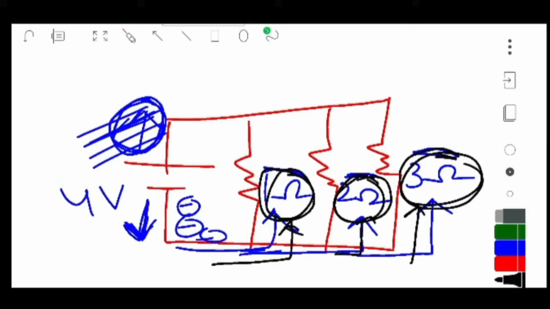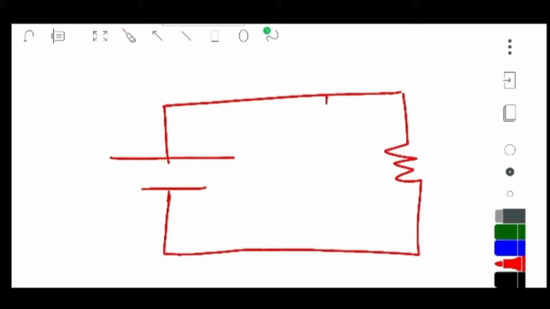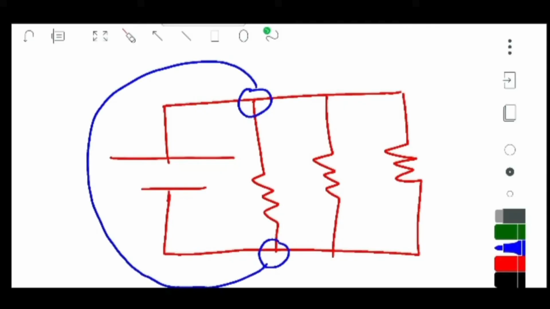Before understanding why the voltage is the same, first of all let's understand what voltage is. Voltage is basically potential difference. Now what is potential difference? Potential difference is literally the difference between the potentials of two terminals. Let's say this is a terminal and this is a terminal, and the difference between the potentials of these two terminals is the potential difference, and that potential difference is voltage.